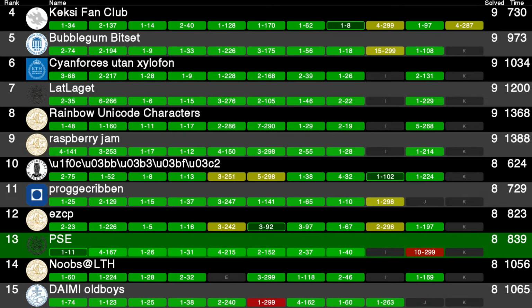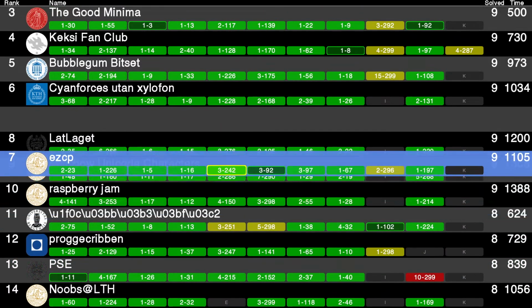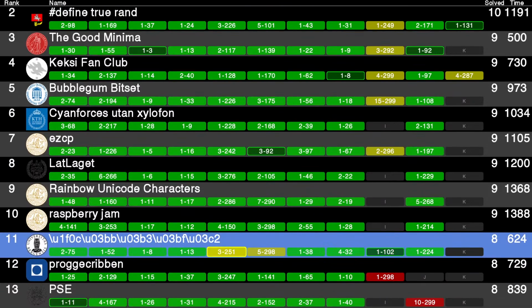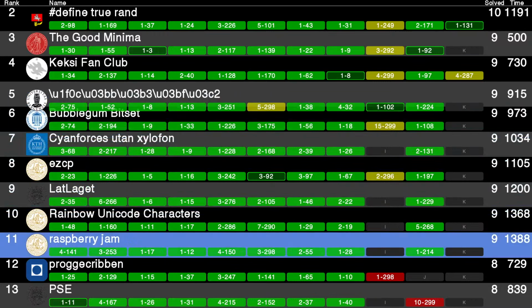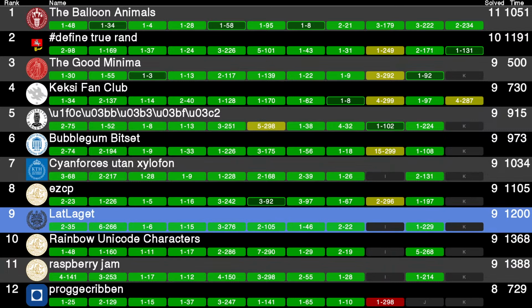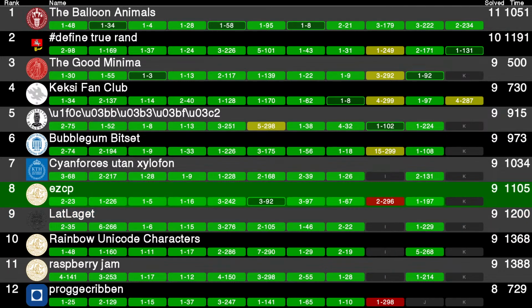PSE didn't get one though, but PSE, they are the first something, I don't know. Oh, so first solver on problem A. So they dared to go for A first. EZCP, a lot of names along that line this time around. They got the problem, they got accepted. Rainbow Unicorn characters are in 10th place. Last Laget in 9th. EZCP are in place 8, and they were also the first to solve problem, I believe that's F.